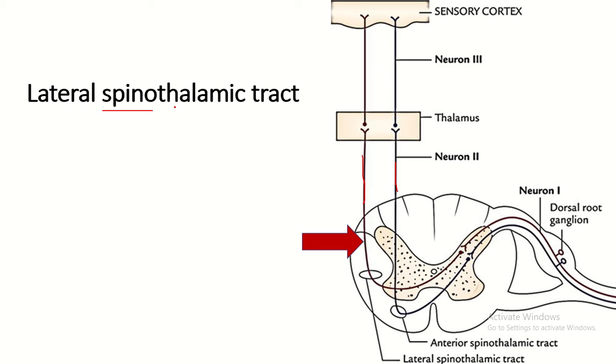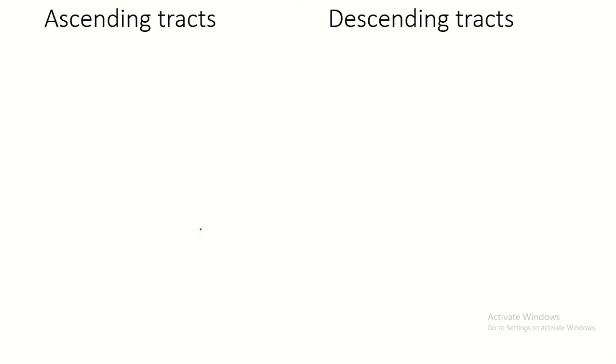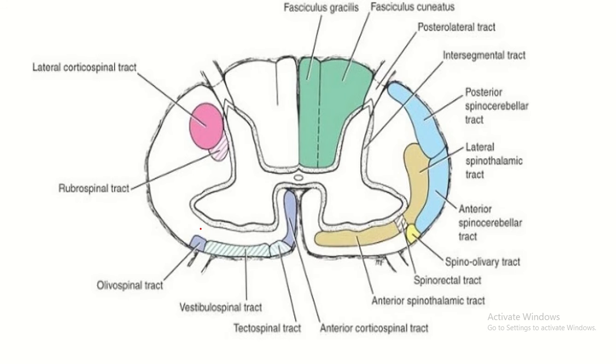The spinothalamic tract. The location of the spinal cord is here, and the location of the thalamus is here. The thalamus is just superior to the location of the spinal cord. So the fibers go from downward to upward, so obviously it is an ascending tract. So what is the difference between ascending tract and descending tract?